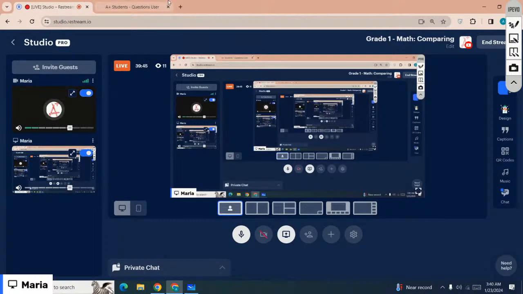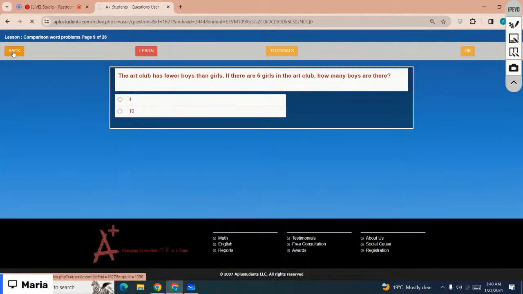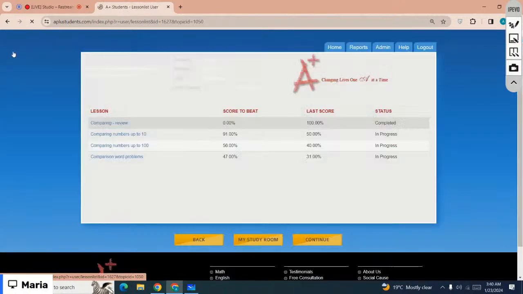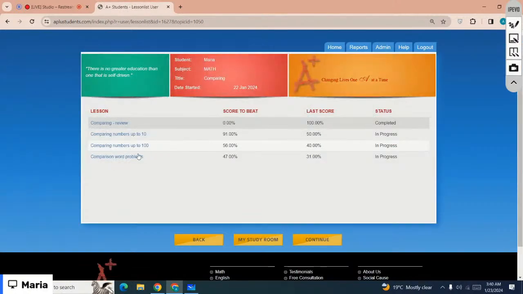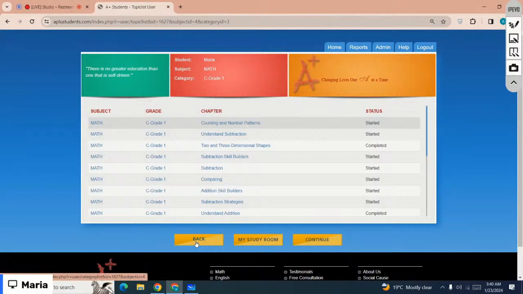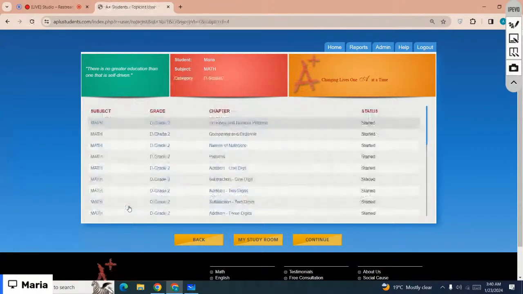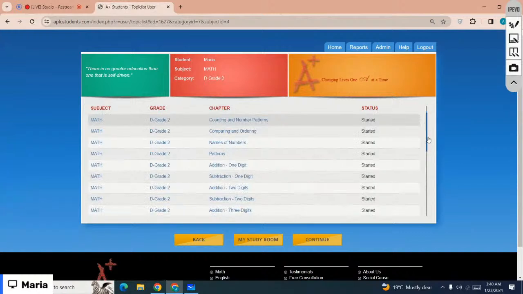Okay, you can complete the lesson by yourself later today. So we were working on grade 1 math. The chapter we're working on is comparing, and the lessons we have covered today are comparing review, comparing numbers up to 10, comparing numbers up to 100, and comparison word problems, right? So please make sure that before the next session you complete all the practice questions for the lesson.